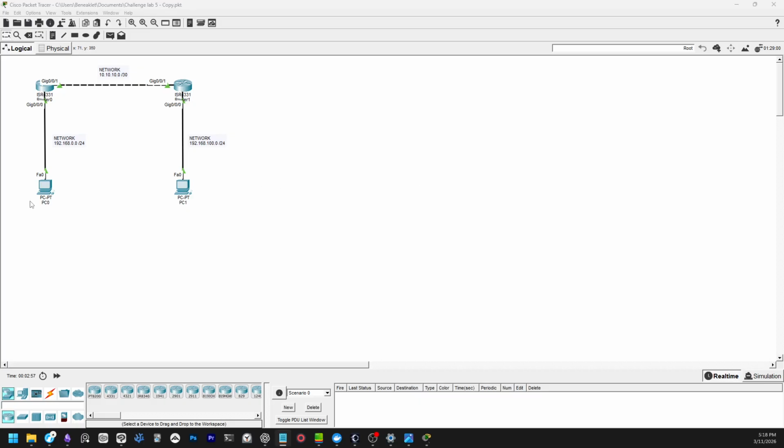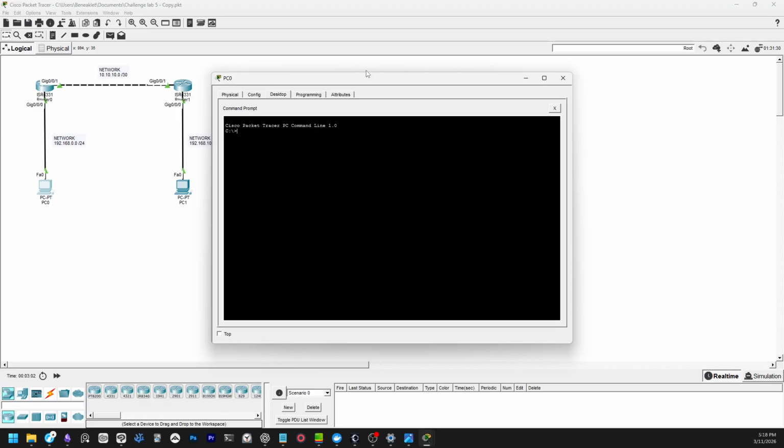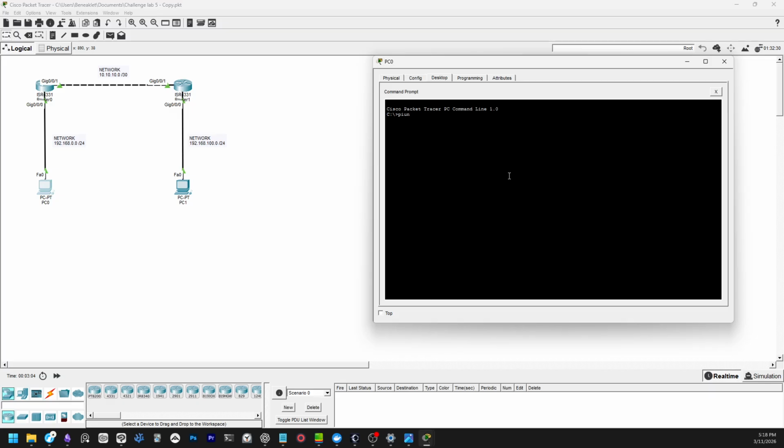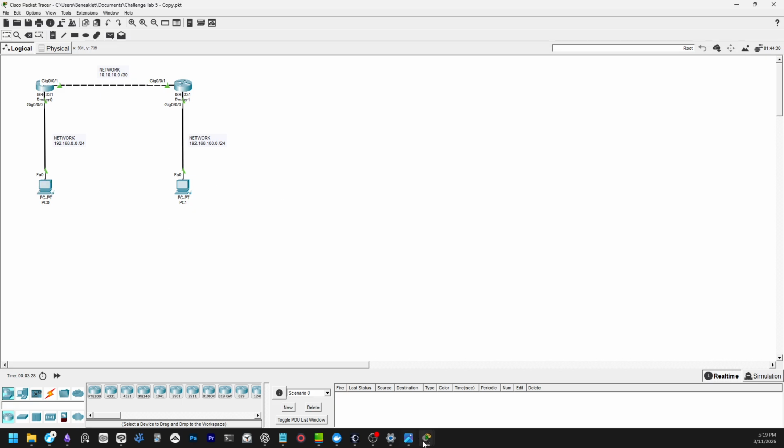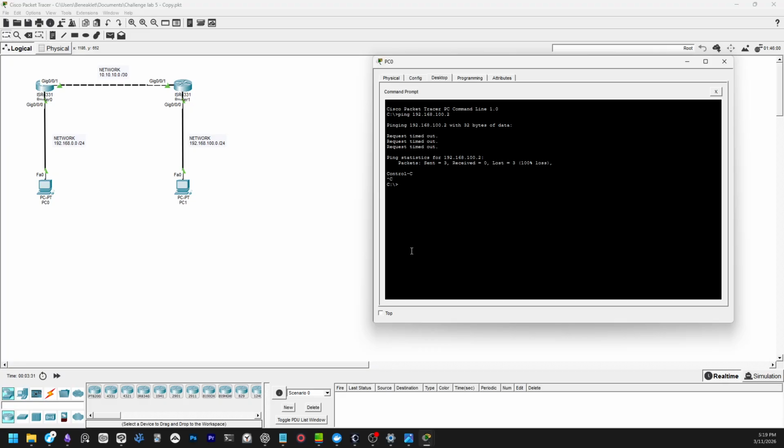First things first, if we try to ping the other PC, which is going to be dot two, it's not going to work. The main reason is that it's not set yet. We're trying to have PC zero ping this PC, which is 0.2 on the network. It's timing out, so I'm going to press C because we need to configure it.